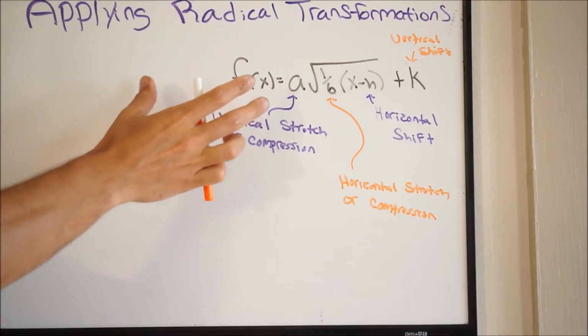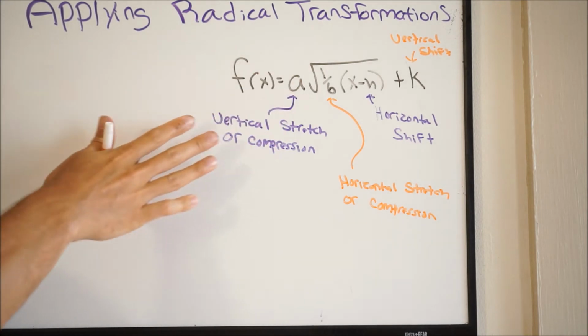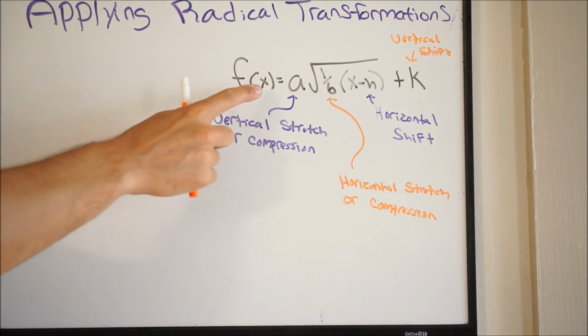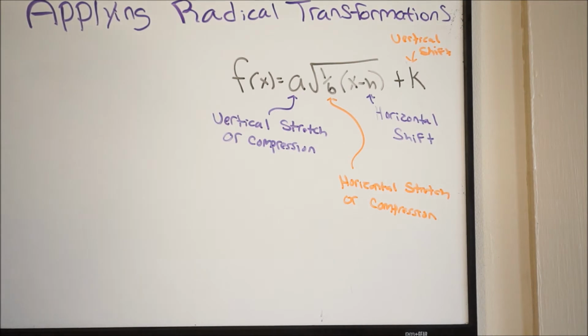All right, so we have our radical function here, and each little letter here represents a certain part, so let's go through it. So A here is going to account for our vertical stretch or compression. In other words, if A is greater than 1, it's going to be a vertical stretch. If A is between 0 and 1, it's going to be a vertical compression. Moving on, we're looking at this 1 over b. If b is greater than 1, it's going to be a horizontal stretch. If b is between 0 and 1, it's going to be a horizontal compression.